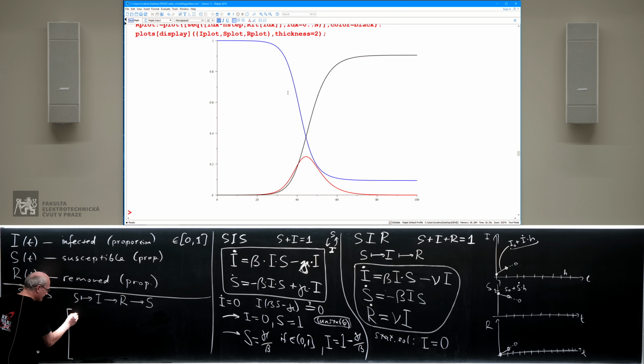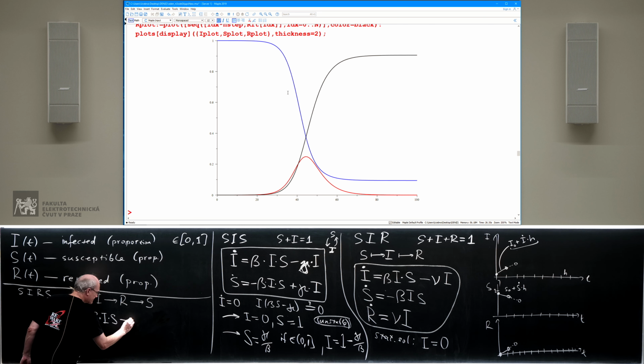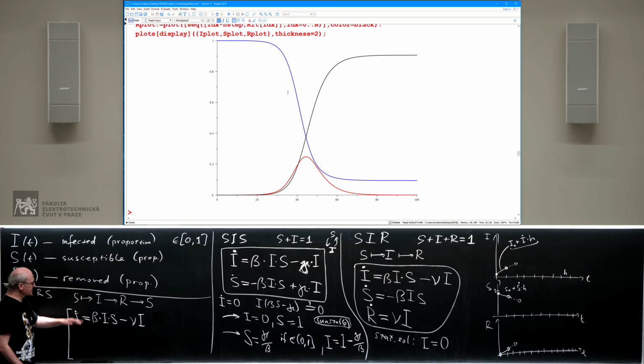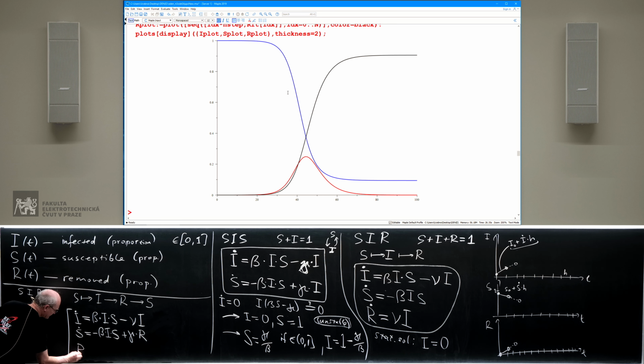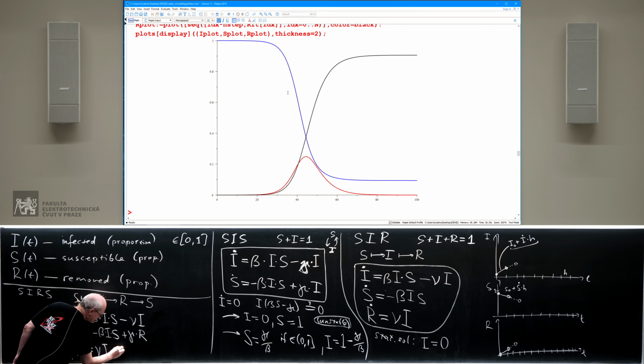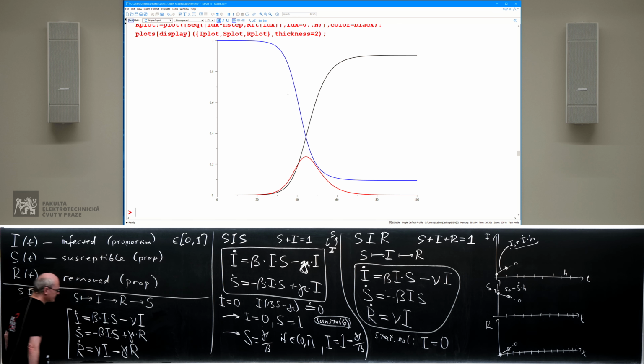Let's see. Infected people. They are gaining new membership from the susceptible people, and they're losing membership to the removed group at a specific rate, omega. The susceptible people, they're losing membership to the infected group, and they're gaining new members, constant gamma, from the removed group. And finally, the removed group is gaining new membership from the infected people and losing numbers to the susceptible group at a rate which is proportional to how many people are removed yet. So this is a new model.